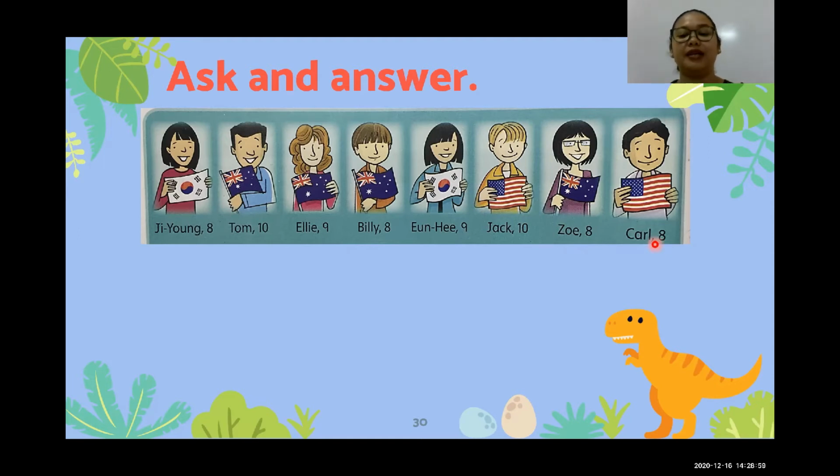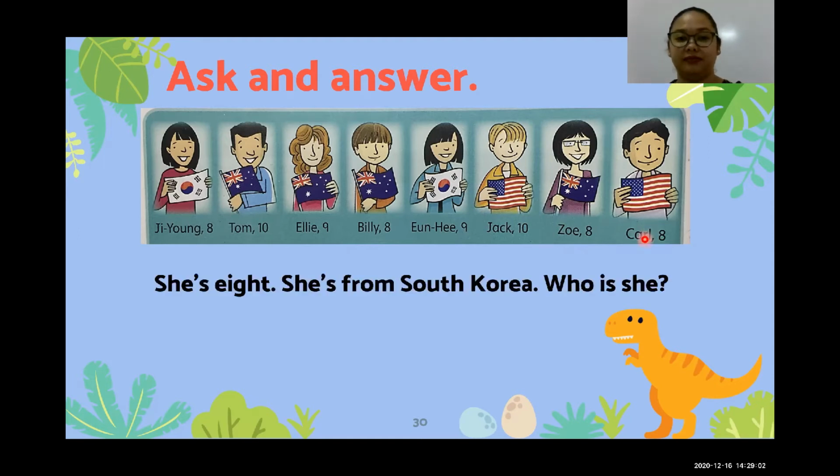What we will do now is we will read a question. Let's read this. She's 8. She's from South Korea. Who is she? She's 8. That means it's a girl. She's 8 years old. So let's look for the girl who's 8 years old. Let's look at the picture. Here we have Zoe. Zoe is 8 and Ji Young is 8.